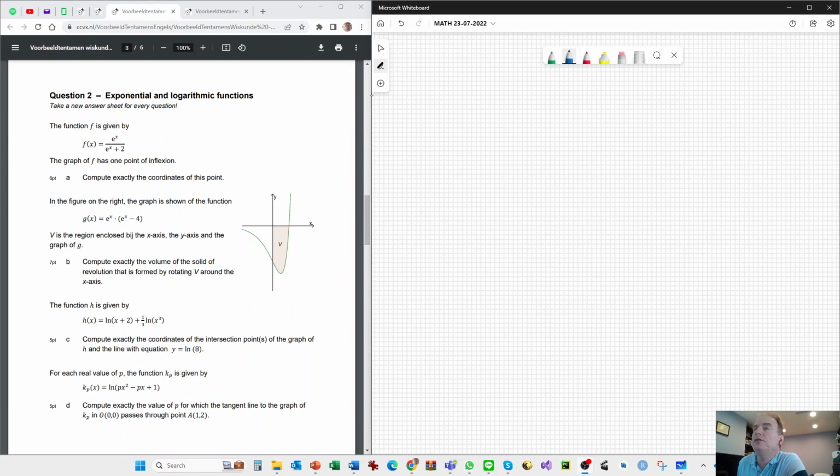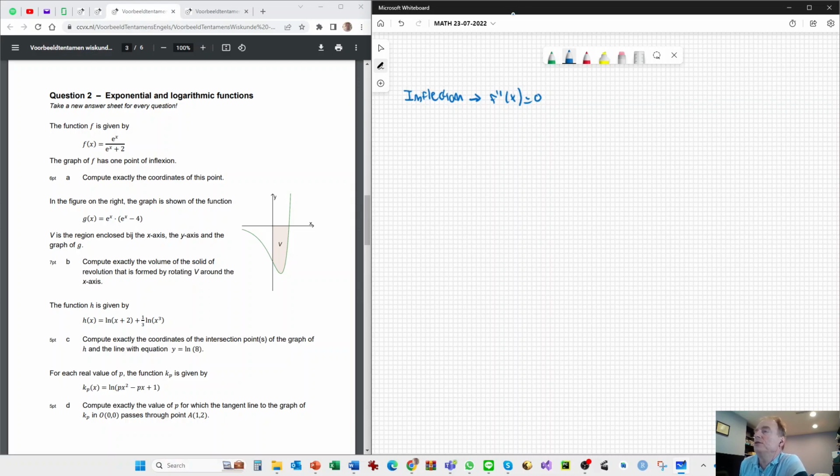Question 2a, we have this function f, and it has 1 point of inflection. It's already given. Compute exactly the coordinates of that point. So point of inflection means, well, this whiteboard is pretty terrible. It means that the second derivative of this function has to be 0.